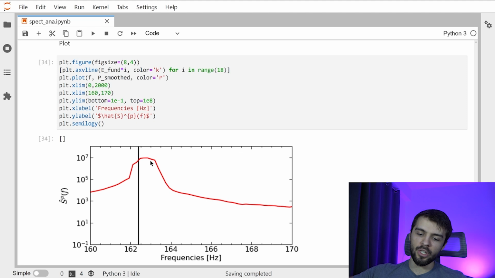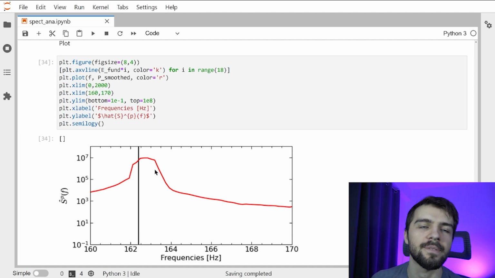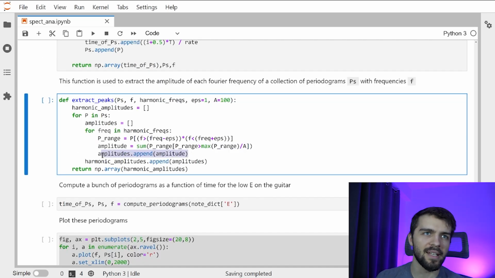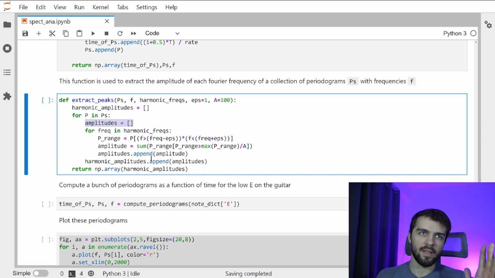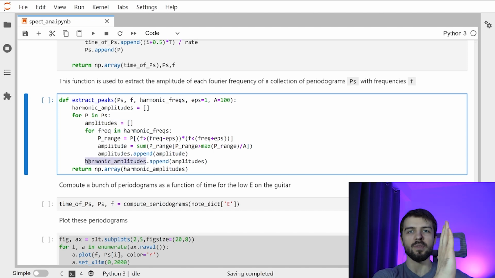That's probably due to the guitar not necessarily being constant length, so you have a little bit of variety in your Fourier frequency. So I sum all those points together, and I append that to my amplitudes. I'm still in my first periodogram here, so I get all the amplitudes for that first periodogram. I append them together, I get all 10, and I append this to the array harmonic amplitudes. So now I have all my amplitudes for the first region of the waveform.